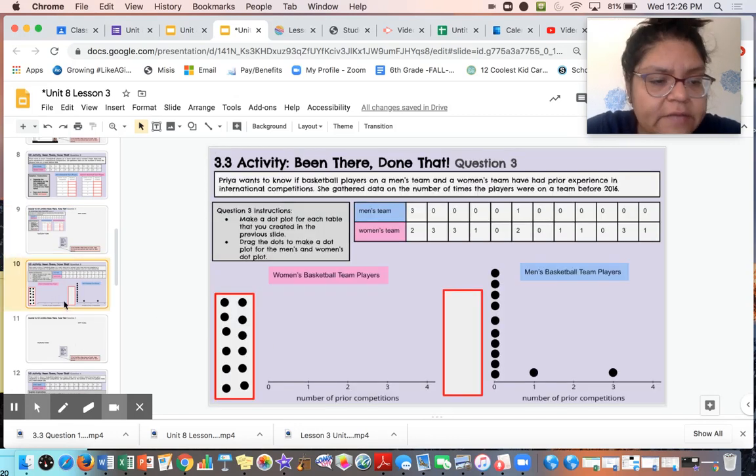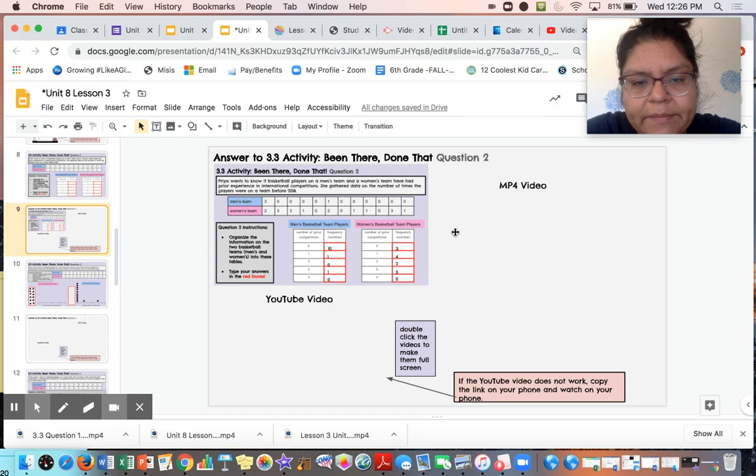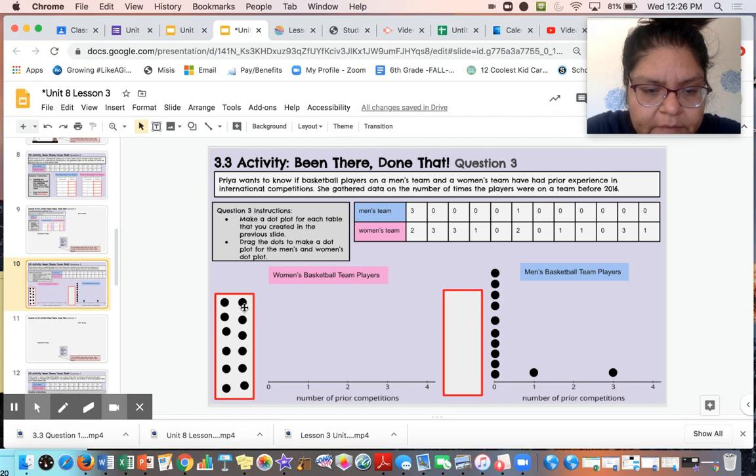Now let's go ahead and do the women's. For the women's, we're going to start at 0. Do we see any zeros here? Yes. 1, 2, 3. So that means that we're going to put 3 dots above 0. When you look at the table for the women's, here next to the 0, there's a 3. So that confirms that there's going to be 3 dots above the 0.